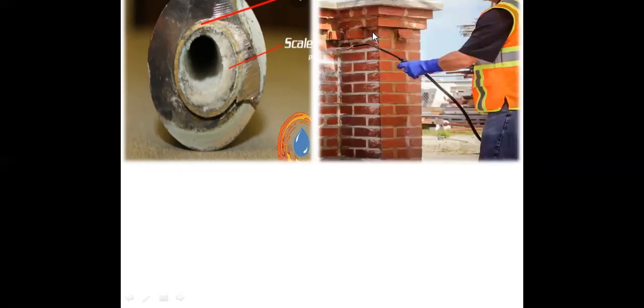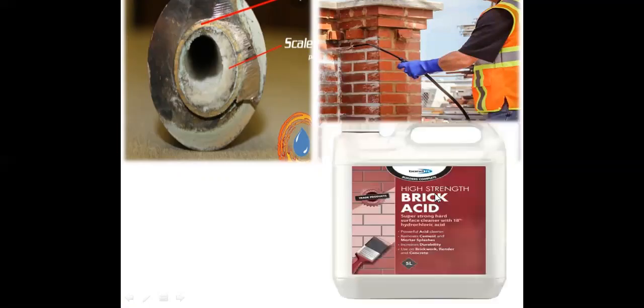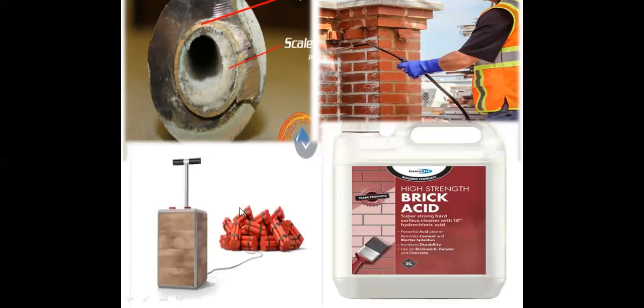Acids are also used for the cleaning of bricks. We have an acid that is a brick cleaning acid, and that is used for cleaning the bricks. Acids are also used in explosives. You can see TNT, trinitrotoluene, which is an explosive. So acids can also be used in manufacturing explosives.